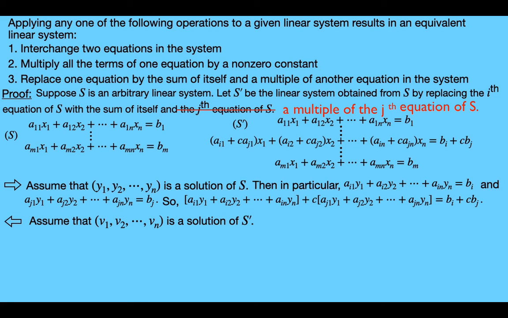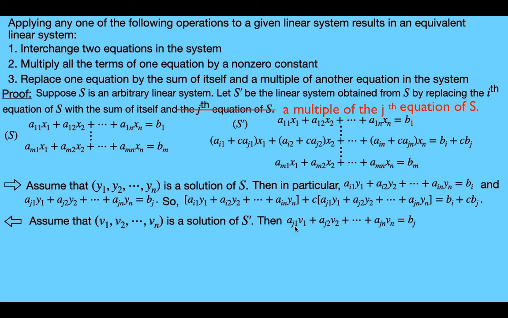Now for the opposite direction, we can assume that this n tuple given by v sub 1, v sub 2 up to v sub n is a solution of the system S prime. And now we're going to show that just given the fact that it's a solution of S prime, it must also be a solution of S. The fact that this is a solution of S prime means that it's a solution for every linear equation of S prime. So in particular, it must be a solution of the jth equation of S prime, which remember is equal to the jth equation of S.